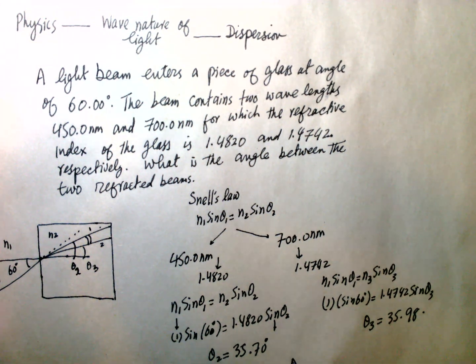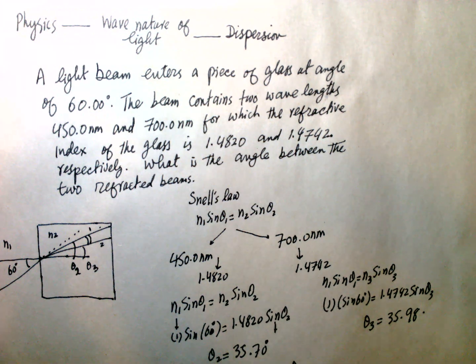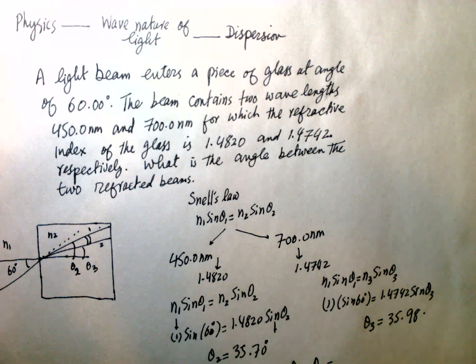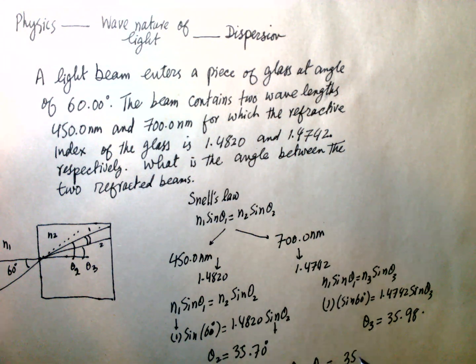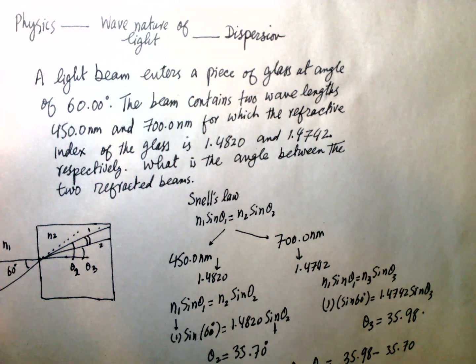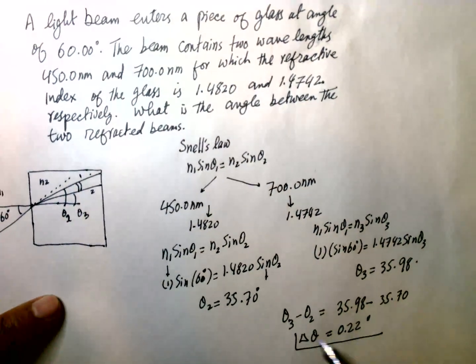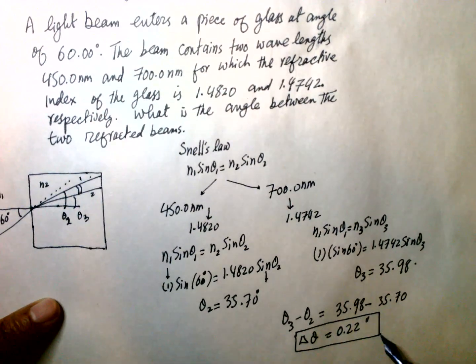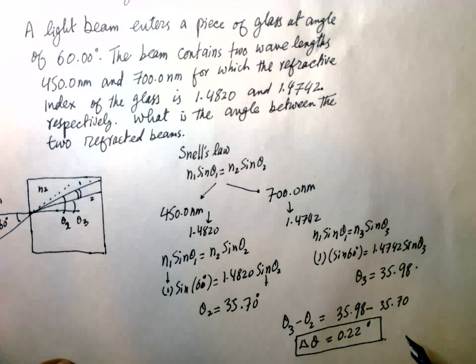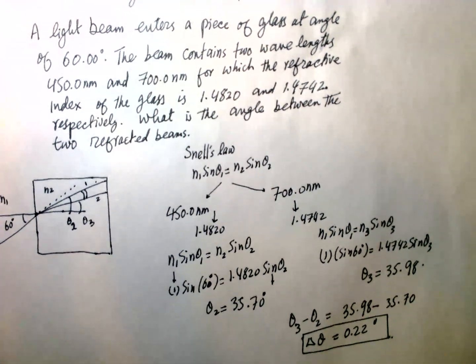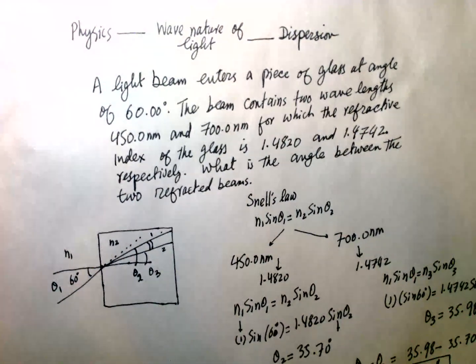So we have this, so theta 3 minus theta 2 is the angle between them, 35.98 minus 35.70, this is 0.22 degrees. So this is delta theta, the angle between these two wavelengths. So this is the answer of this question.